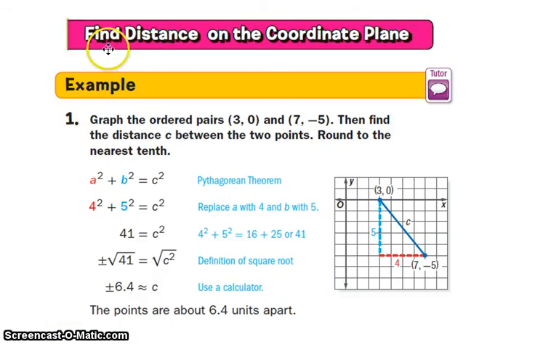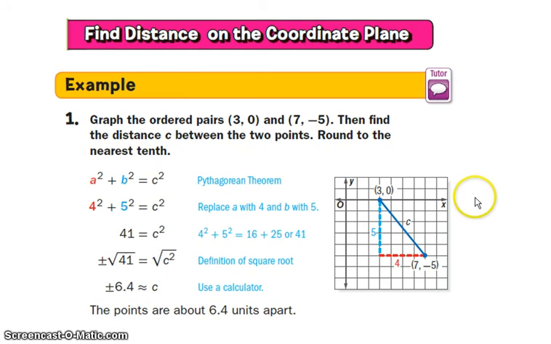So let's actually look at an example here. It says find the distance on the coordinate plane. This is the first way that we're going to talk about finding distances between 2 points. It says graph the ordered pairs 3 and 0, 7 and negative 5. Then find the distance C between the 2 points.